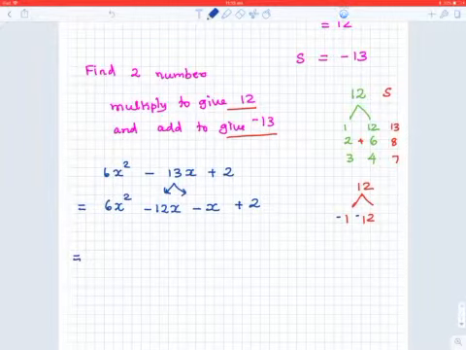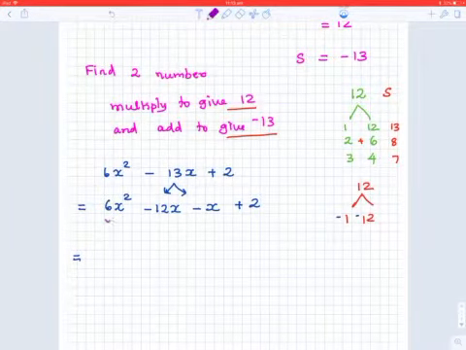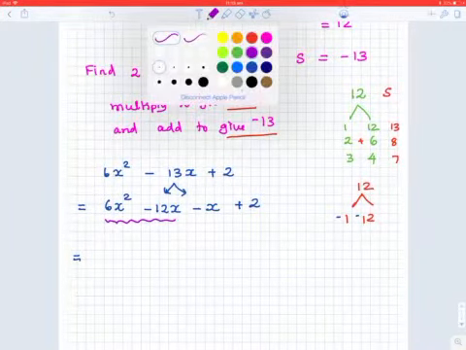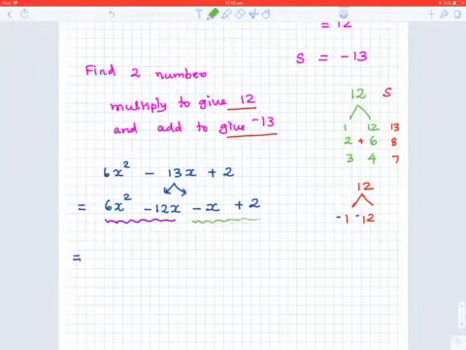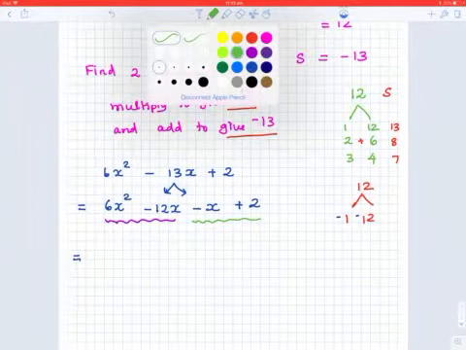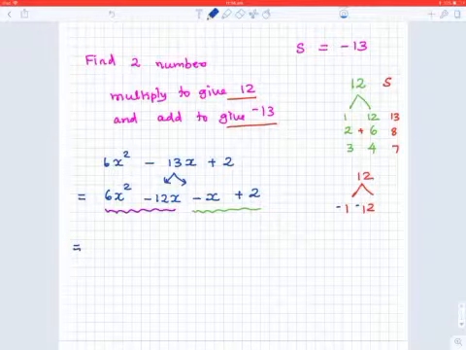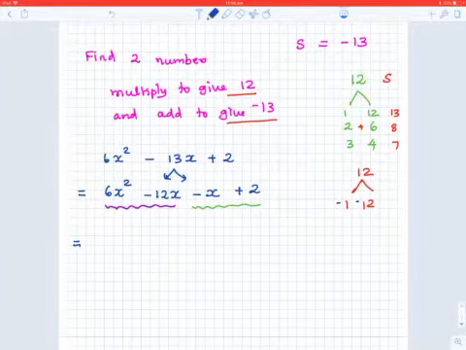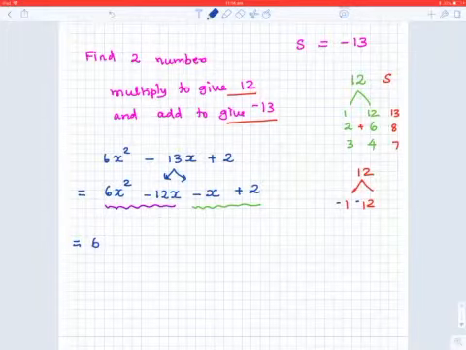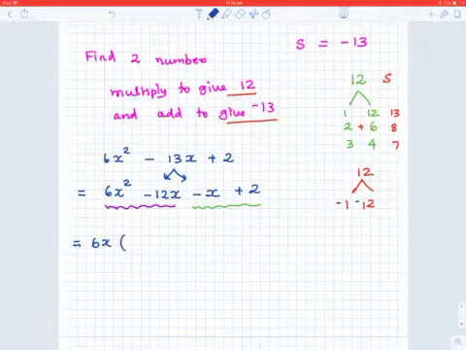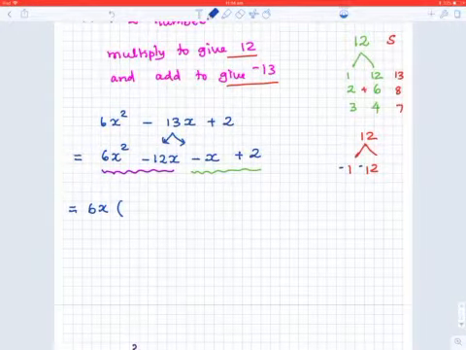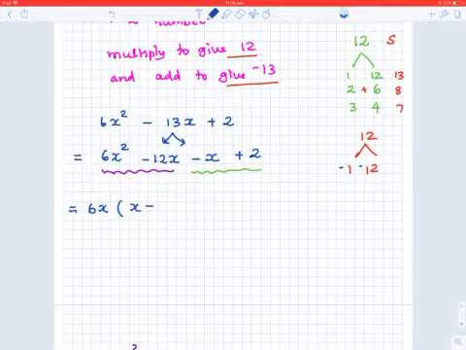Then the next step is we can't put a double bracket like we did before. So we have to factorize by grouping. I'm going to group the first two terms first, and then these two. Now we are factorizing 6x squared and 12x. 6 is the highest factor that goes into both, and then x goes outside, leaving you with x in the first one, and in the second you have 2.